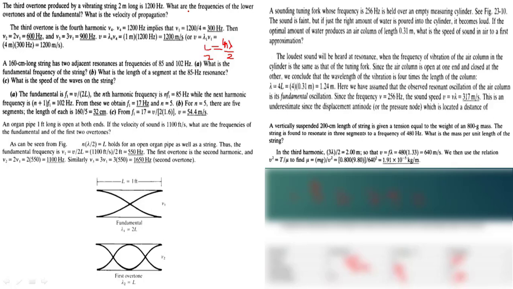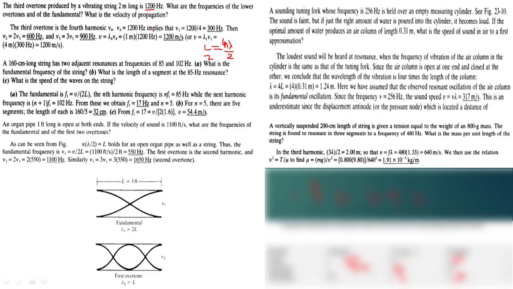The lower overtones, that is the second overtone and the first overtone, where n is equal to 2 and n is equal to 3. Okay, let's look at the first one, which is the third overtone, the fourth harmonic. Having the frequency of 1200 hertz, 2 meters long, for the third overtone it is 1200 hertz.